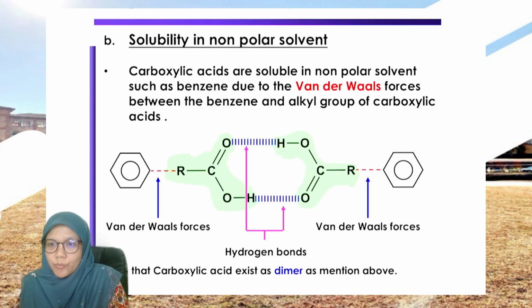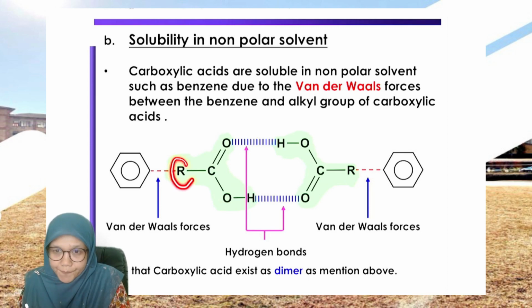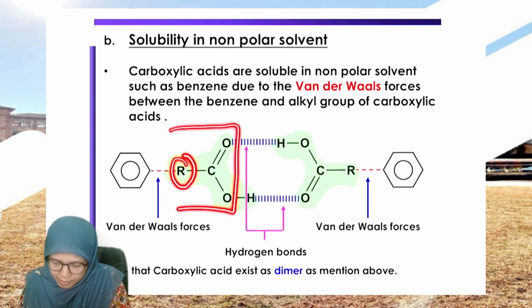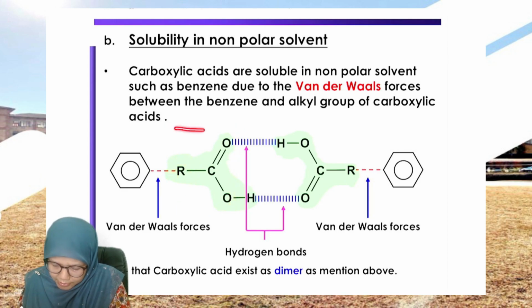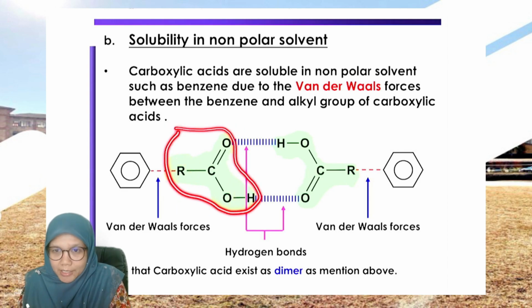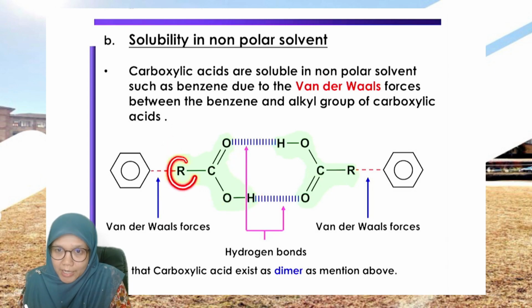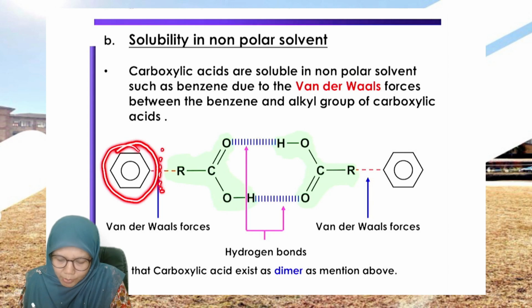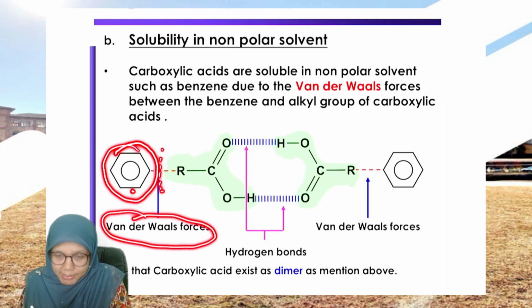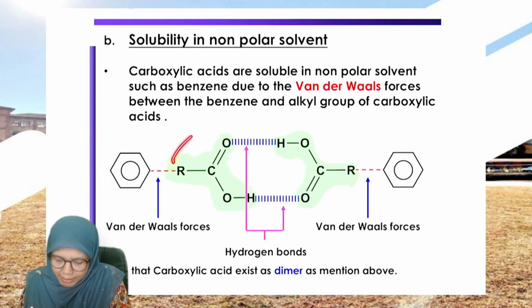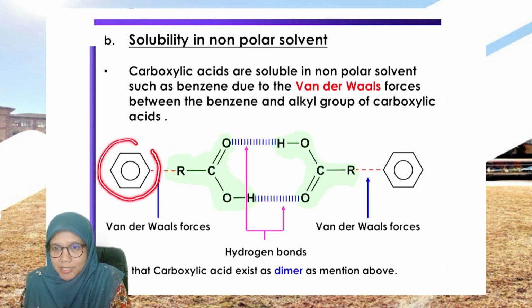Okay, so selain daripada boleh buat hydrogen bond with water molecule, ni carboxylic acid dia ada R kan? Ni satu molekul carboxylic acid. Dia ada R, ada alkyl group kat sini. So, R ini boleh form van der Waals forces with organic solvent ataupun non-polar solvent. Jadi carboxylic acid ini larut juga dalam non-polar solvent seperti benzene.